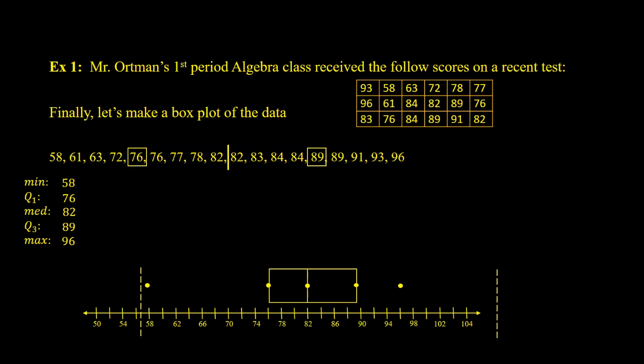So I'm going to mark my minimum and my maximum before the fences. I'm going to put a small vertical line through each of these because I'm going to erase these dots in a minute. That just shows the end. So I'm going to put a vertical line through 58, vertical line through 96. And now I'm going to make a whisker, a horizontal line from my Q1 to my minimum. And I'm going to do the same thing on the upper portion from my Q3 to my maximum.